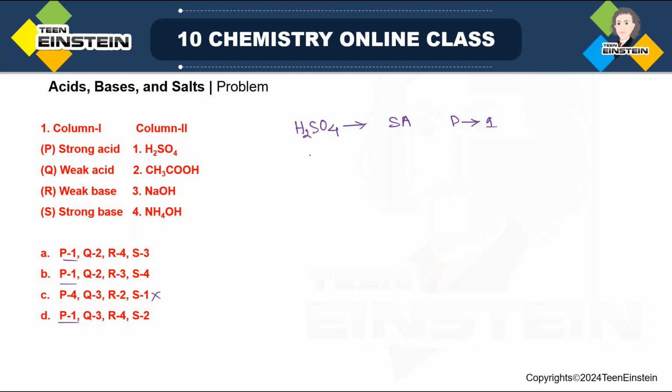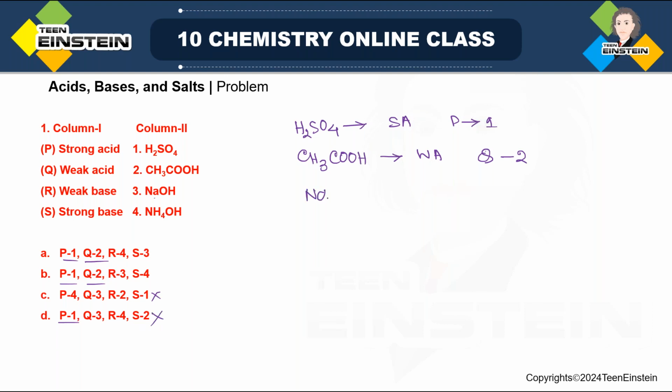And the second one is CH3COOH. This is under the category of weak acid. That means 2 should match with Q. Now Q is matching with 2, which you can get only in options A and B. So you can cancel this one.